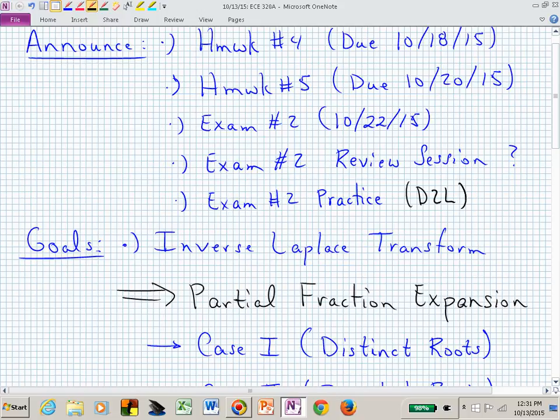Exam number 2, as a reminder, is a week from Thursday. And do you want a review session? Is it the same time as before? Oh, that's not. Okay, I'll try to put some times that you can vote on D2L, and then we'll see if we can get a room or get some kind of response on that.